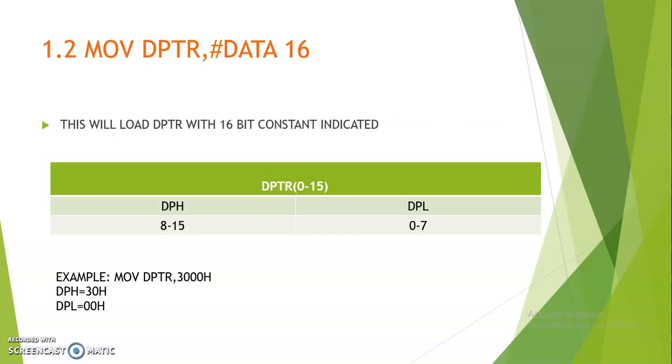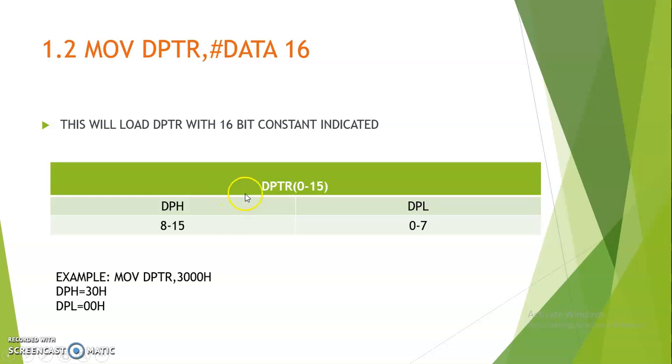Okay, that's it. So this was about the first instruction, the MOV instruction, which is the first instruction of the data transfer group. Now we will see the second instruction, again a data transfer group instruction, called MOV DPTR, #data16, where the data is a 16-bit constant. What will this instruction do? This will load the data pointer with a 16-bit constant.